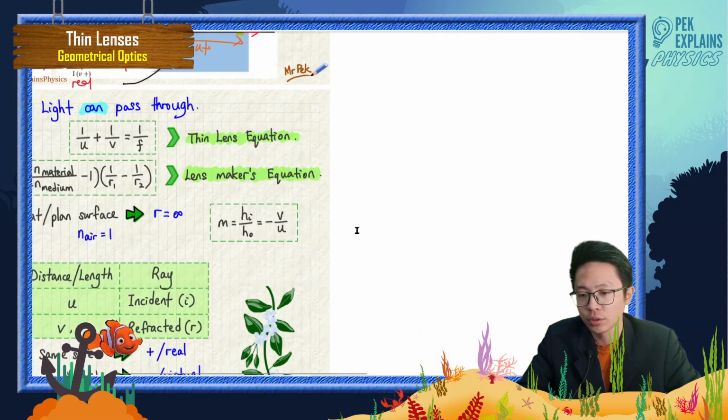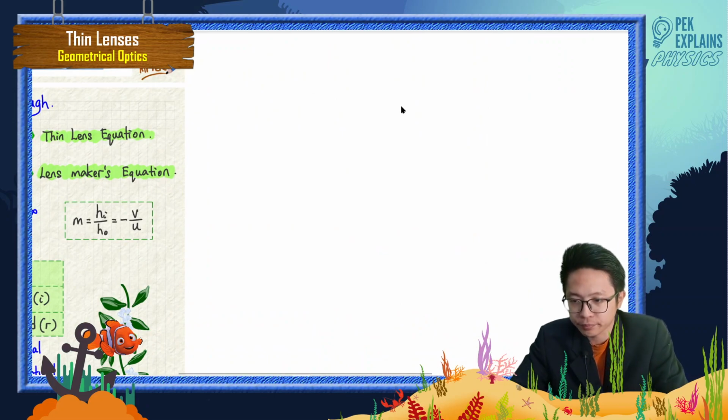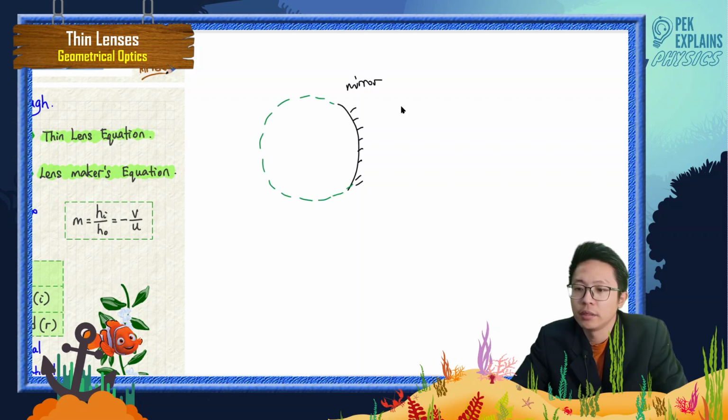So let me show you. Let me draw again. This is the mirror. The mirror only has one curved surface, so the center of curvature and the focal point are only on one side. You see that? Only one-sided.